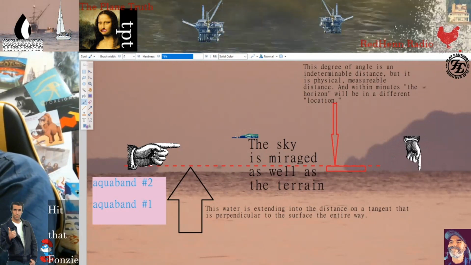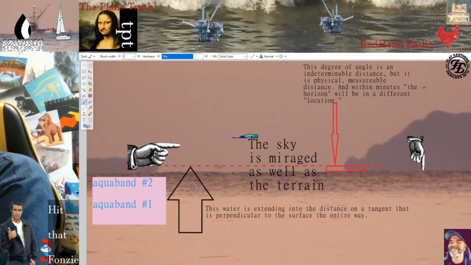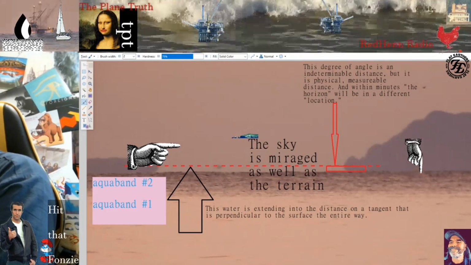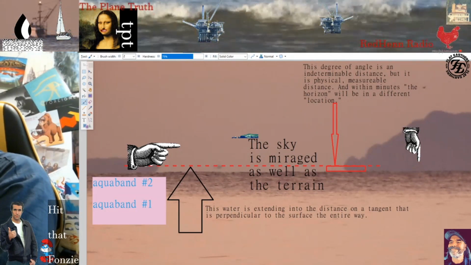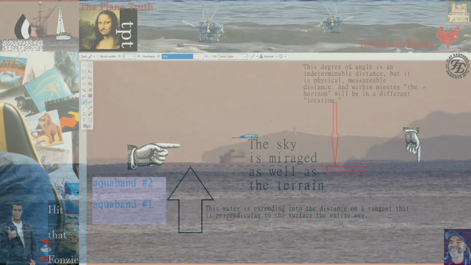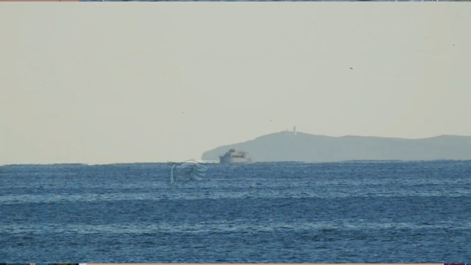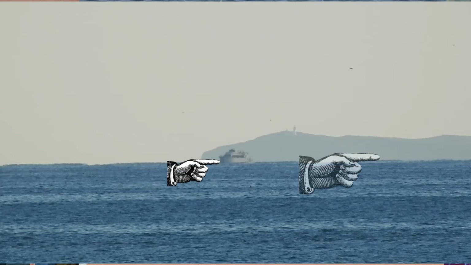So when you look out into the distance with your naked eye and you see the limit of the water and you see the limit of the island, that is an apparent reality, because that last little bit of the island is a mirage. It's not physical island.